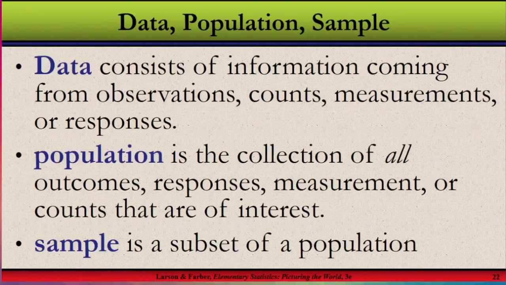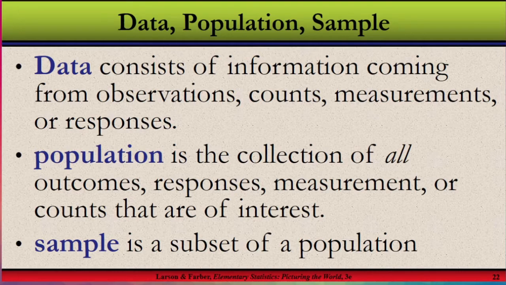Okay, next. So meron tayong data, population, and sample. Data consists of information coming from observations, counts, measurements, or responses. So kapag sinabing data, yung mga data collection or yung mga based sa observation, counts, measurement, or responses. Kung for example nagpa-survey tayo, yung mga sinagutan ni respondents, siya yung data. Pero kapag na-process na natin, ang tawag doon ay processed data. Pag yung kinuha pa lang natin, siya ay raw data.